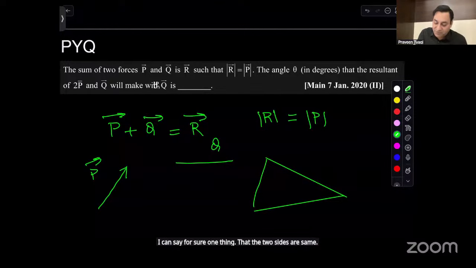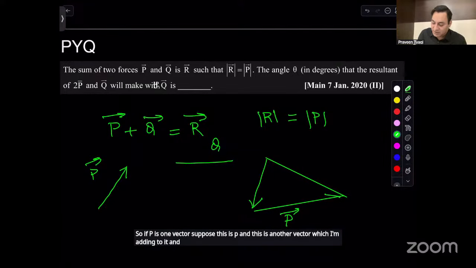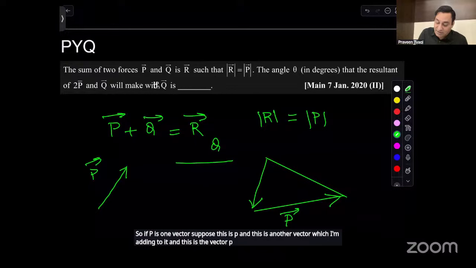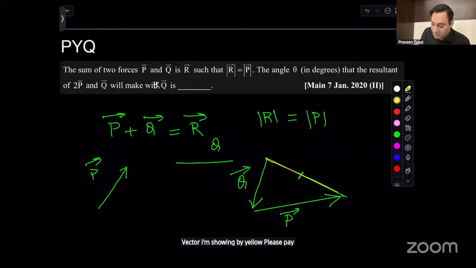So if P is one vector, suppose this is P, and this is another vector which I'm adding to it, and this is the vector P. So the resultant of P and Q, this is Q. Now the resultant is the resultant vector I'm showing by yellow. Please pay attention.